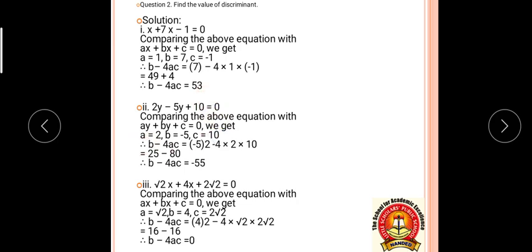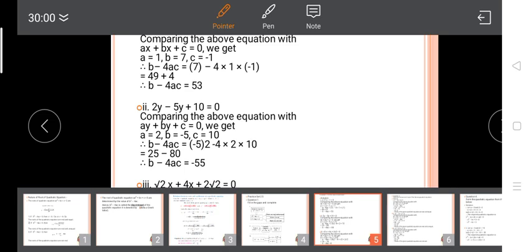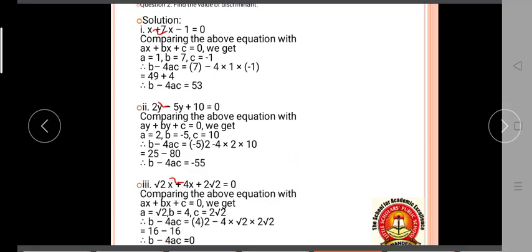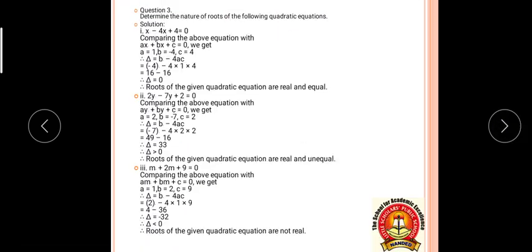Similarly for all these, remember here it is x square, here also 2y square, here also root 2x square. Now same, compare with the quadratic equation. You will get a is equal to 2, b is minus 5, c is equal to 10. After getting, b square minus 4ac, after calculating you will get the value. Same for equation number 3. First, second, third, for all these equations we have to find the value of discriminant.